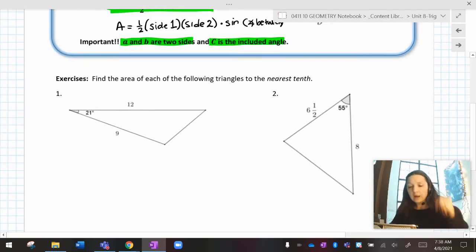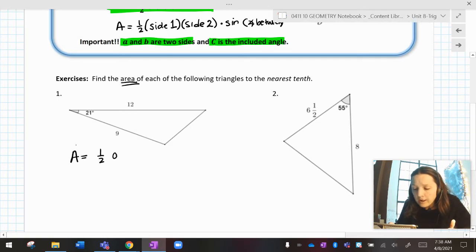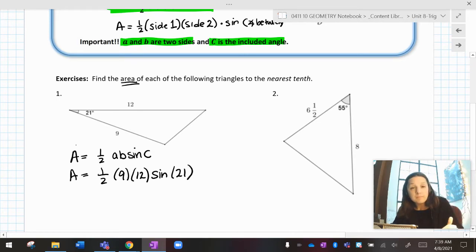Let's do it. I look at number 1. I got a 21-degree angle, a 9 side, a 12 side. If I want the area of this triangle, the area of a triangle is 1/2 AB sine C. Area is 1/2 side 1, side 2, times the sine of the angle between them. Doesn't matter which side you use first. This is multiplication, so it's commutative. I could do 1/2 12 times 9 times the sine of 21. It's all the same thing.